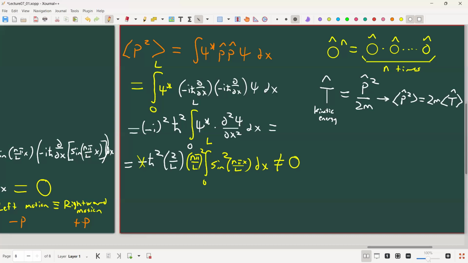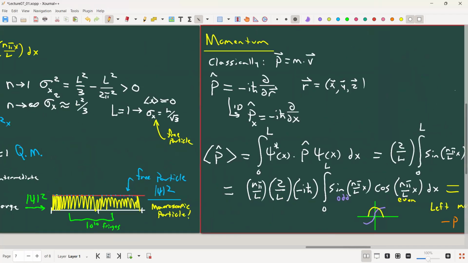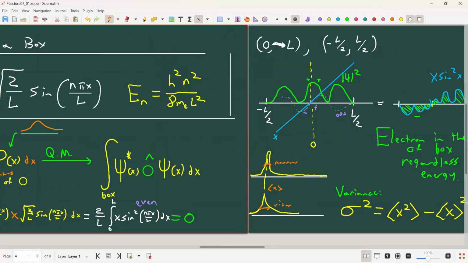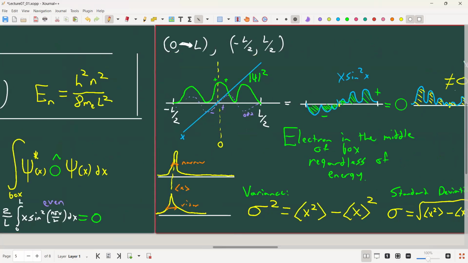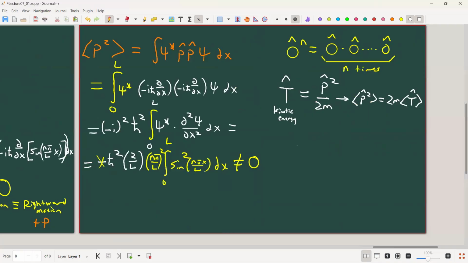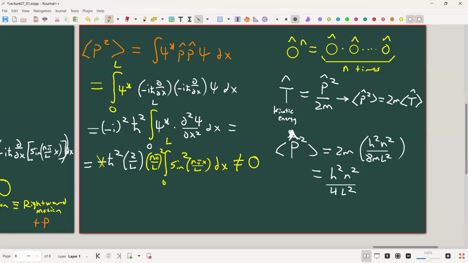All right, so the momentum is related to the kinetic energy. We have a formula for the kinetic energy already. Let me show you what it is. The kinetic energy is the energy of the system, h squared n squared over 8ml squared. So all we have to do is multiply this by 2m and we have the answer. So that means that p squared, the average, is 2m times h squared n squared over 8ml squared, which is h squared n squared over 4L squared.